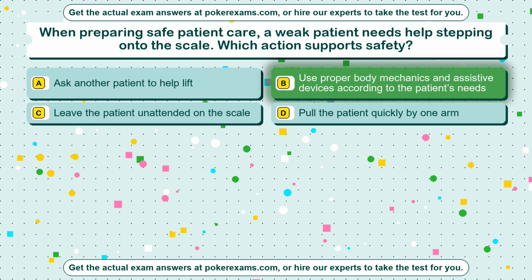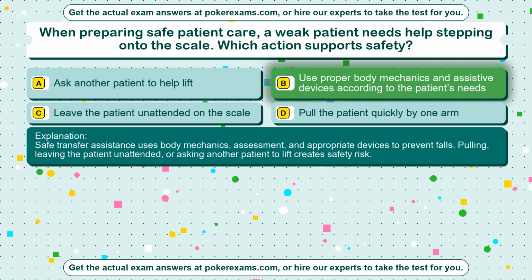Use proper body mechanics and assistive devices according to the patient's needs. Safe transfer assistance uses body mechanics, assessment, and appropriate devices to prevent falls. Pulling, leaving the patient unattended, or asking another patient to lift creates safety risk.